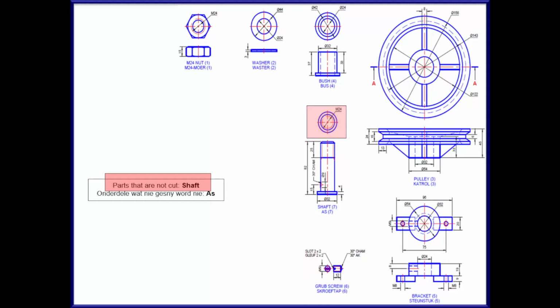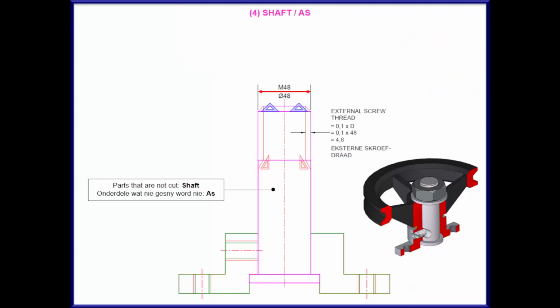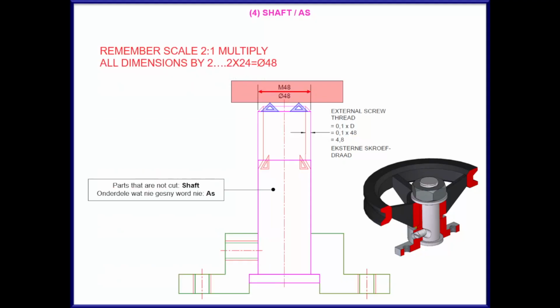It's important to note that the given diameter for the shaft is M24, and the dimension for the nut is also M24, because the nut must thread onto the shaft. Here we can see the dimensions of M48. The question will be raised, why 48? This is because of our scale that we had to multiply all our dimensions by 2. 2 times 24 is a diameter of 48 millimeters. This means the thickness of the shaft will be 48 millimeters from the one side of the shaft to the other side of the shaft.